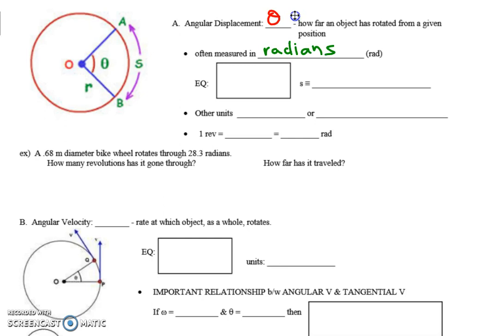Okay? So we often measure angular displacement, not so much in degrees, but in radians. We should be familiar with that from math. So we call them rads. And the definition of angular displacement, theta, is how far you travel, that's your arc length, divided by the radius of the circle. Okay? So I'll leave that to you to review from math why that would be.